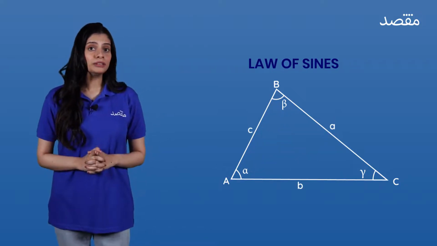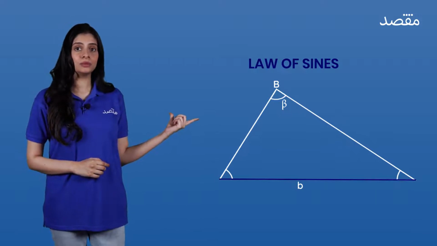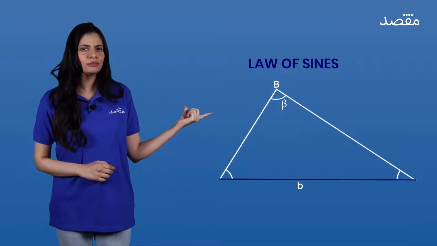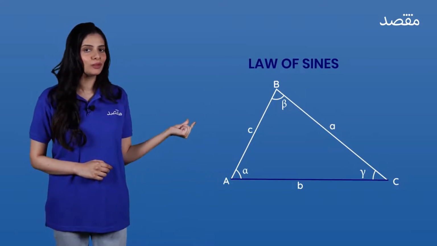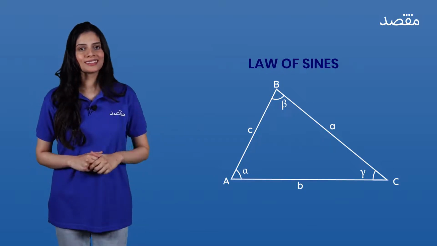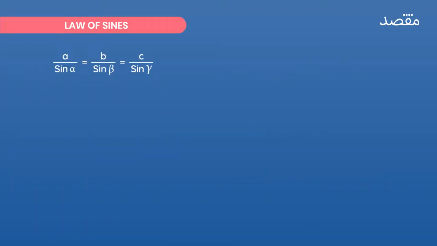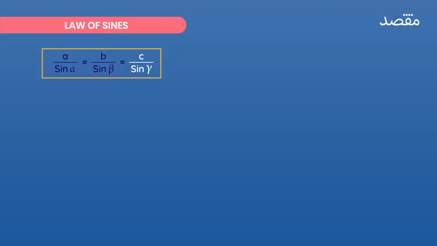For example, widening this angle here will lengthen the opposite side. And if you make the angle smaller, the side will also get shorter. The sine law states that the ratio of each of these sides to the sine of their corresponding angles is the same. यानी कि A upon sine alpha, B upon sine beta and C upon sine gamma सब बराबर हैं.